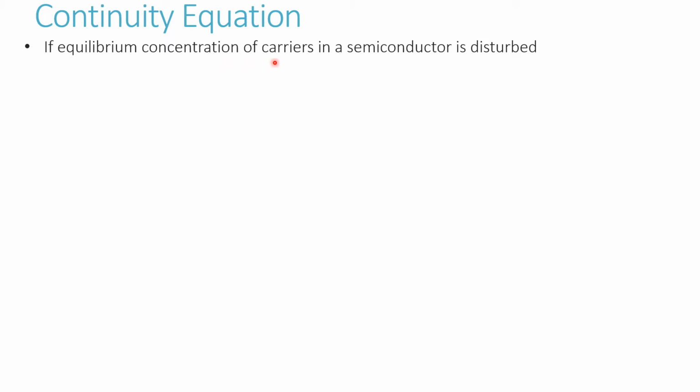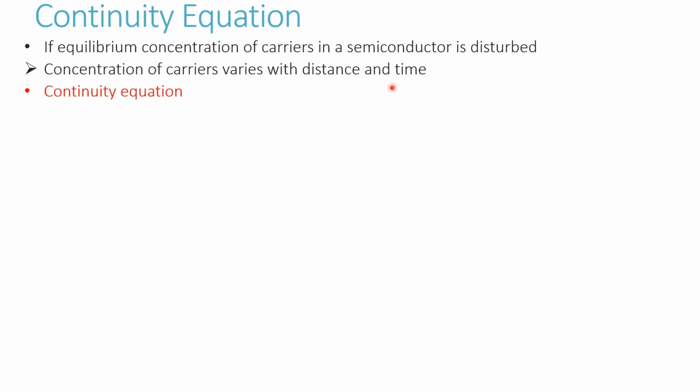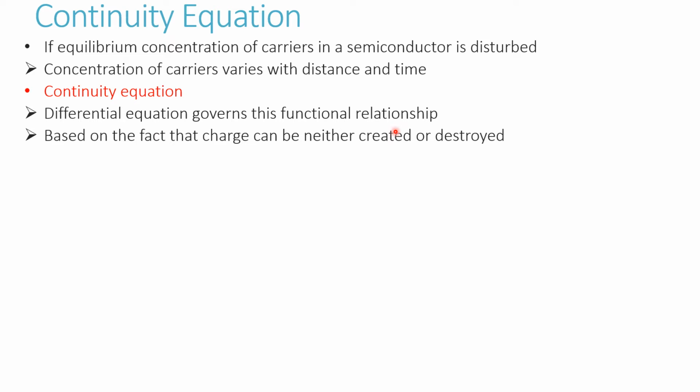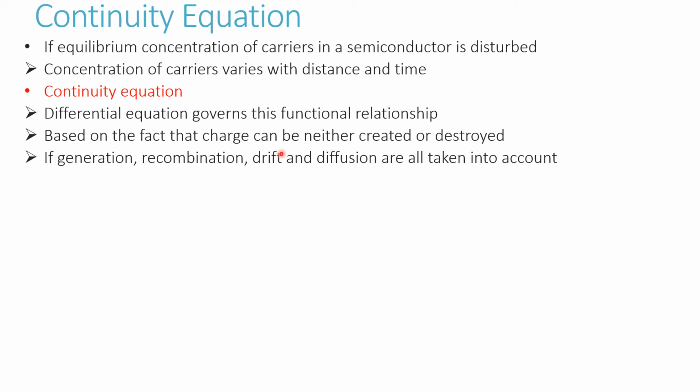If the equilibrium concentration of carriers in a semiconductor is disturbed, the concentration of the carriers varies with distance and time. The continuity equation is a differential equation which governs this functional relationship. It is based on the fact that the charge can neither be created nor destroyed if generation, recombination, drift and diffusion are all taken into account.